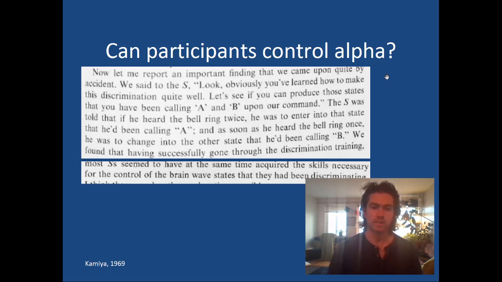We found that having successfully gone through the discrimination training, most subjects seemed to have at the same time acquired the skills necessary for the control of the brainwave states they had been discriminating. So the idea here then is that by gaining conscious awareness of the alpha state versus the non-alpha state, the participant has somehow gained control over the alpha state versus the non-alpha state, awareness leading to control.